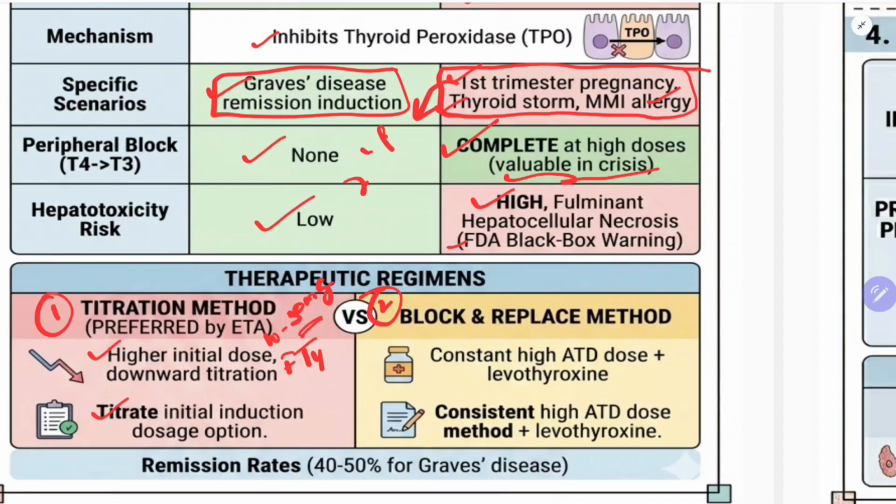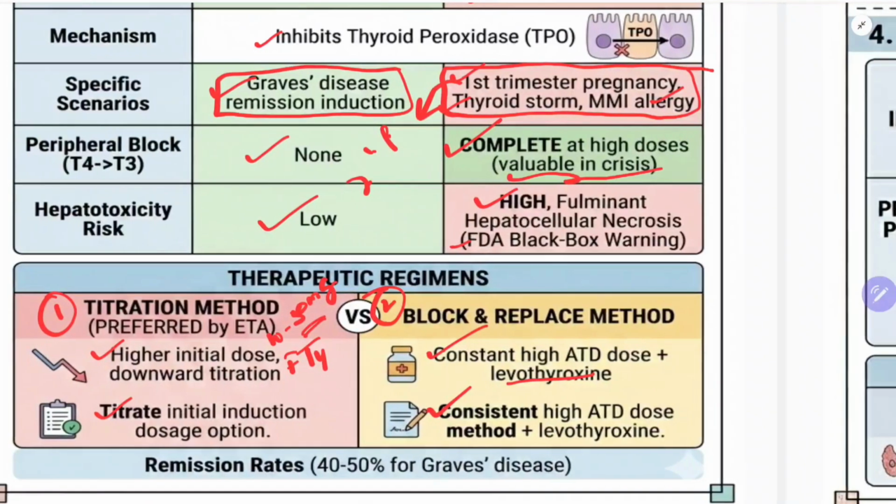The second method is you totally block the thyroid gland. Constantly you give a high anti-thyroid dose along with levothyroxine. So what you are doing is taking the function of the thyroid into your own hands, by stopping the gland from producing thyroxine and giving the thyroxine from outside. So that is the block and replace method: a consistent high ATD dose plus levothyroxine. So these are the two methods of giving the drugs.